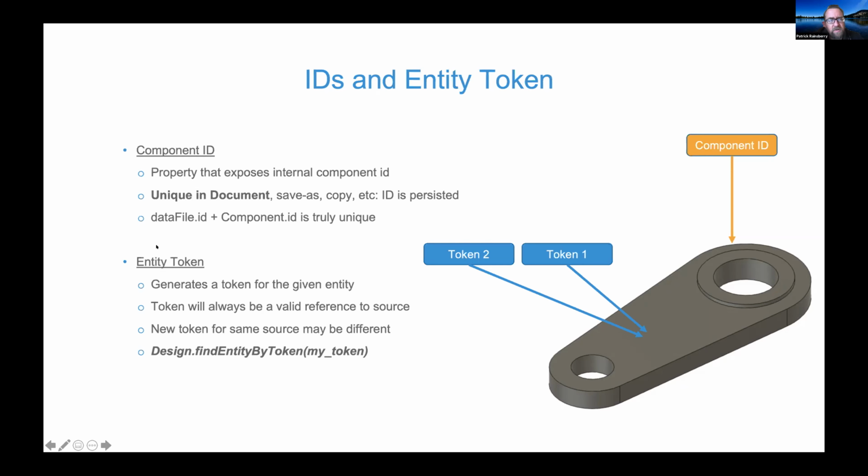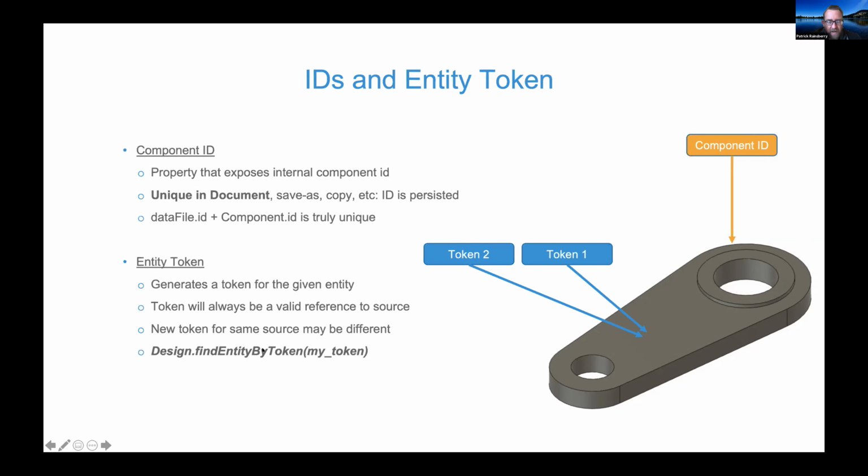So you can also say that for a given lineage, the combination of the data file ID and the component ID is always unique. But if you want to maintain a reference to the same part across two different files, then you can be guaranteed that the component ID will be the same across both files.